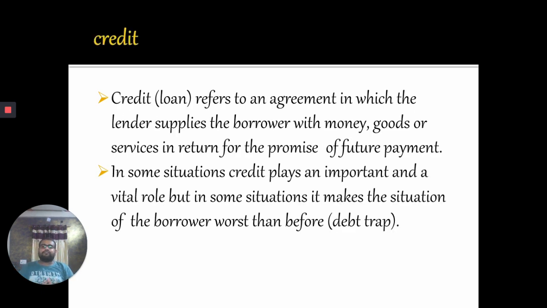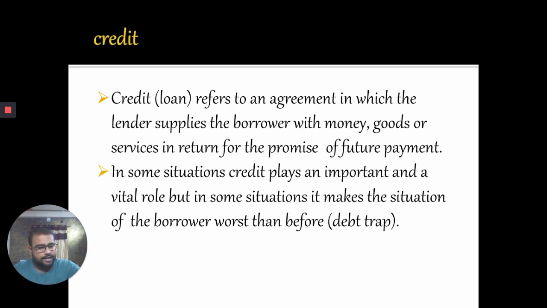So moving forward, we have credit. Fine. We have credit, that is loan. Basically, it refers to an agreement in which the lender supplies the borrower with money, goods or services in return for the promise of future payment. So a credit or loan facility is something for when I'm in very great need of money, but right now I don't have it. So what I will do is borrow that money as a loan, or you can say as credit, from various sources.